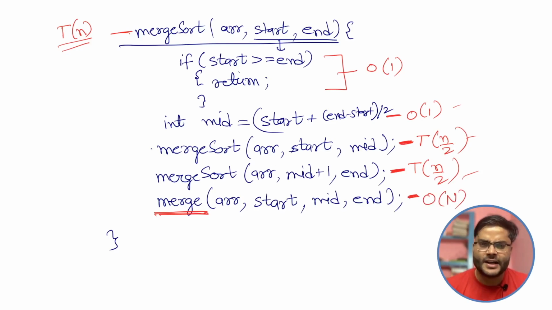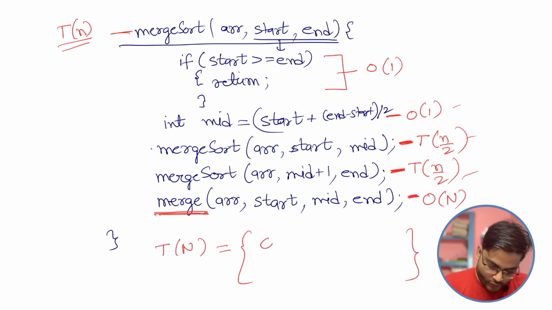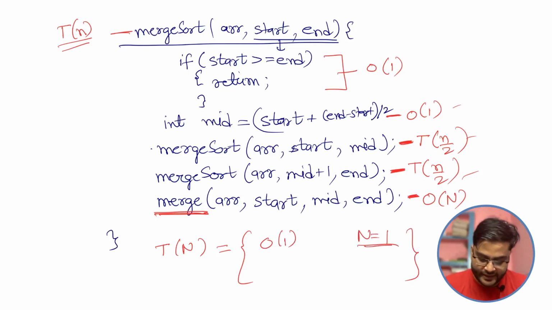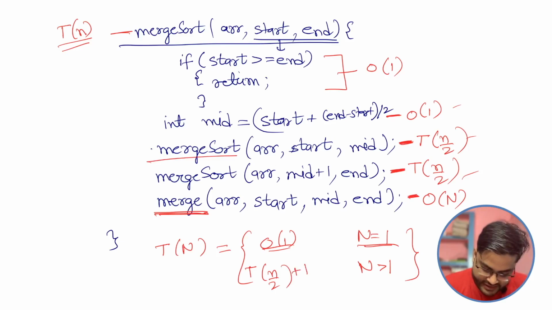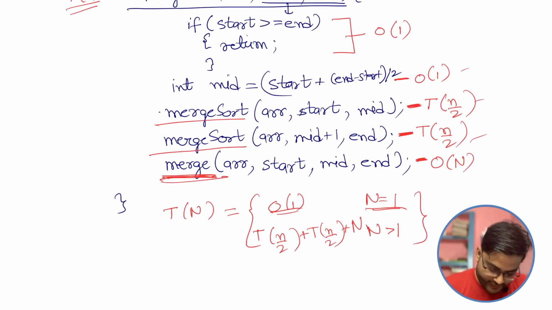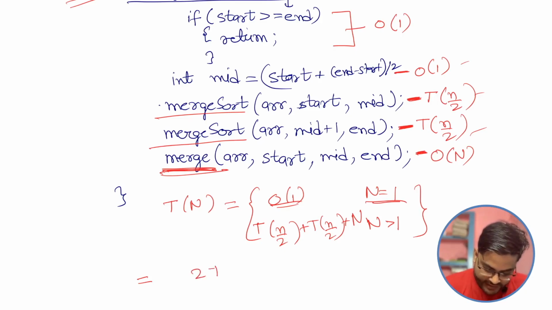So if I write my recurrence relation, what it will be? So T of n will be equal to order of 1 if my n is 1, right? If there is only one element, then it will take order of 1 to sort it, right? If n is greater than 1, then it will take T of n by 2 for this merge sort plus T of n by 2 for this merge sort plus n for this merge algorithm. Okay, so it will be 2 T of n by 2 plus n.